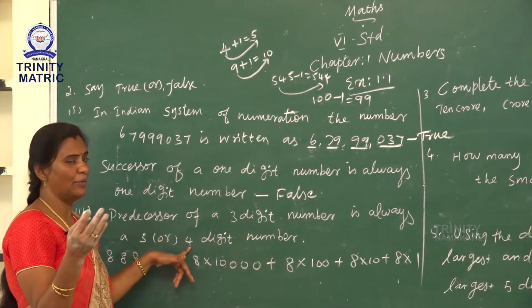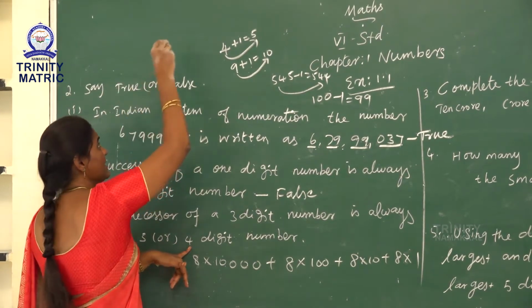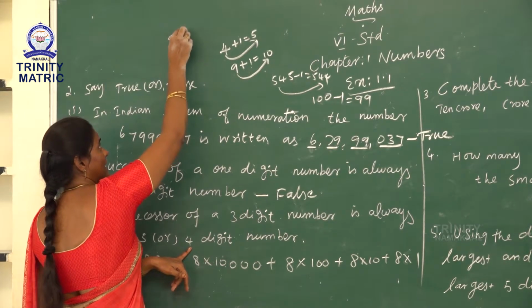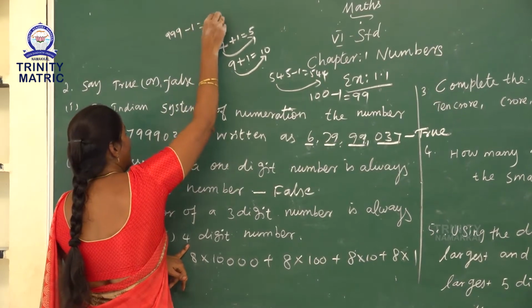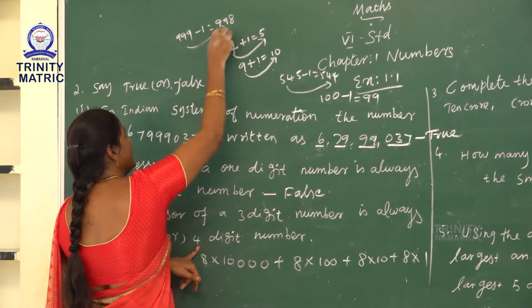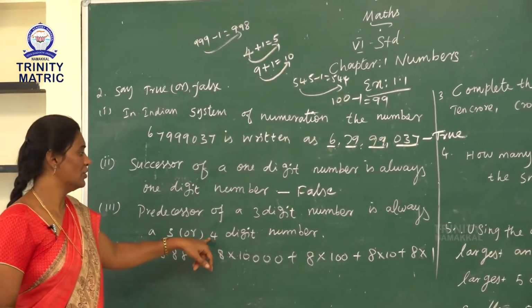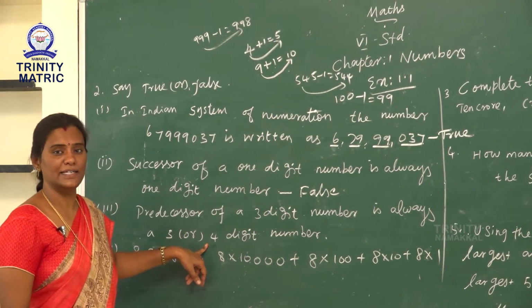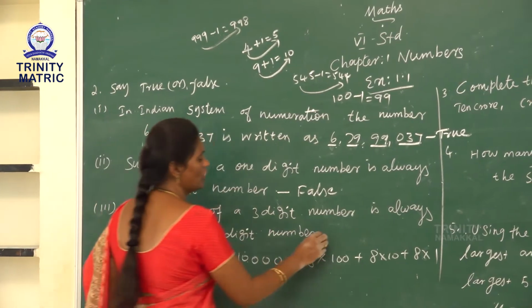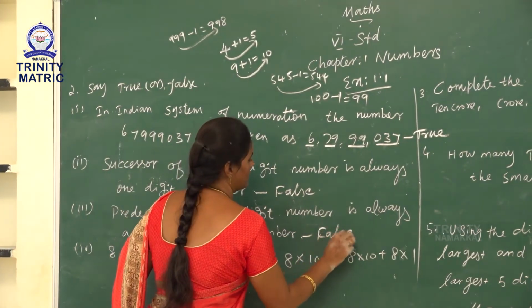See, now we check what is the greatest 3-digit number? 999. The predecessor of 999 is 998. So we get 3-digit only. So here the 4-digit number will not come as the predecessor of 3-digit number. Here the statement is also false.